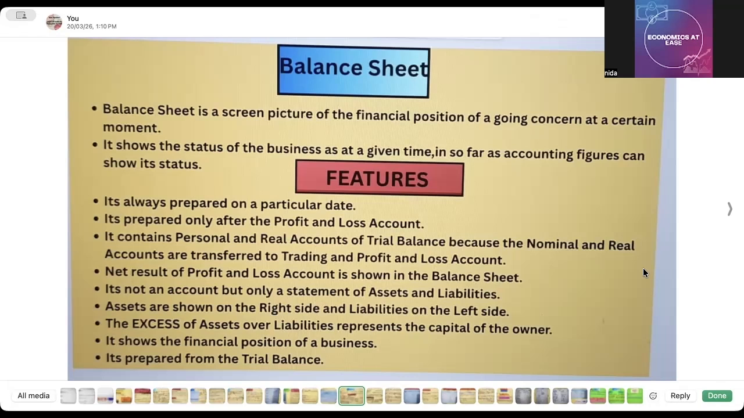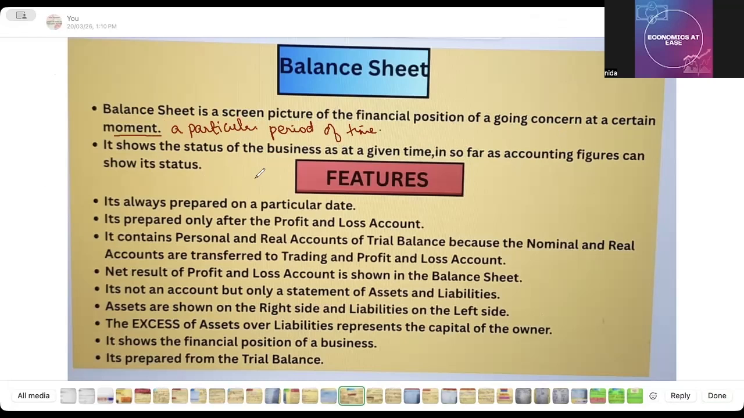Now let's start in detail here. What do you mean by balance sheet? As I've already told you, it is a statement. A balance sheet is a snapshot picture of the financial position of a going concern, that is the business, at a certain moment. A certain moment means a particular period of time. Always mention the date also.